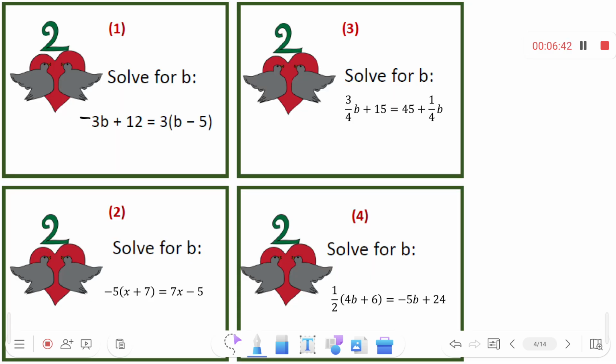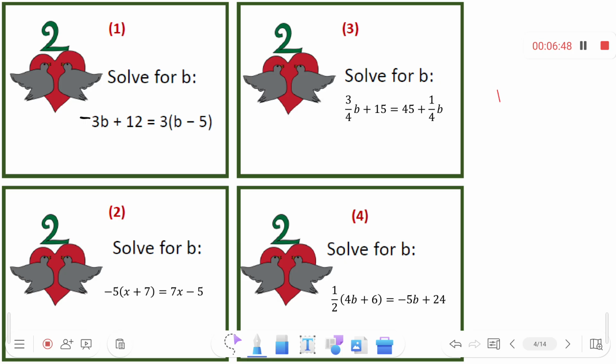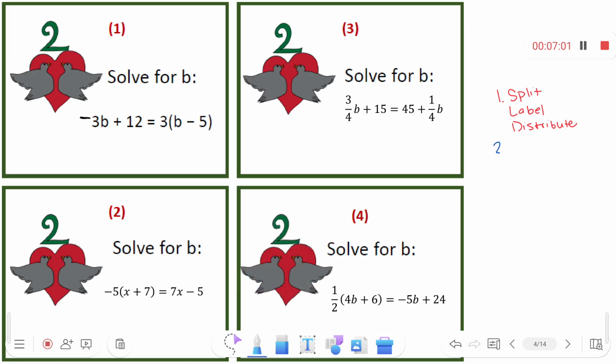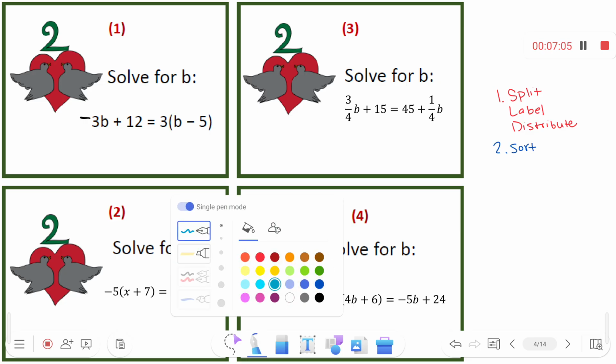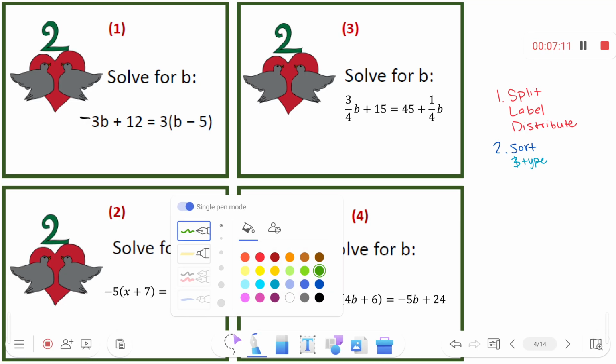In order to do this page, you have to remember the steps to solving an equation. So the first step is to split, label, distribute, if you can. The second step is to sort and type. And then the third step is to divide by the coefficient.